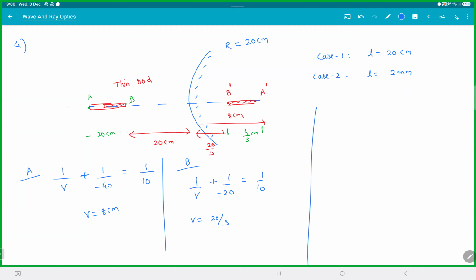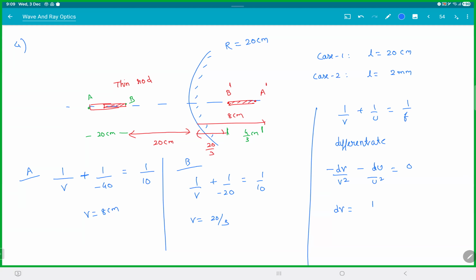Now when length is very small, 1 by V plus 1 by U is 1 by F. Differentiate. So when you differentiate, this will become minus dV by V square minus dU by U square is equal to 0. So dV is what? Ask yourself, what is V? V is the distance of the image from the pole. What is dV? dV is the distance between the two extremes, isn't it? dU is the distance between the two extremes of the object. Then dV will be the distance between the two extremes of the image.